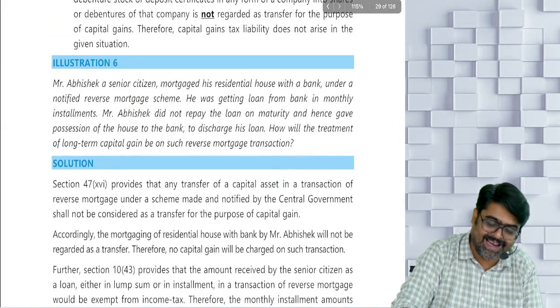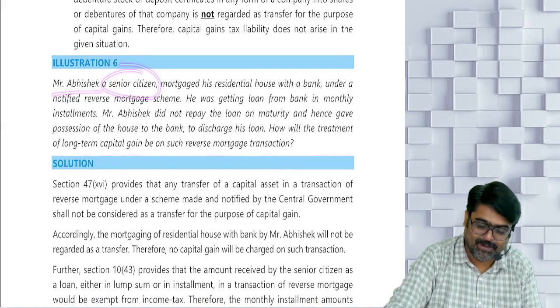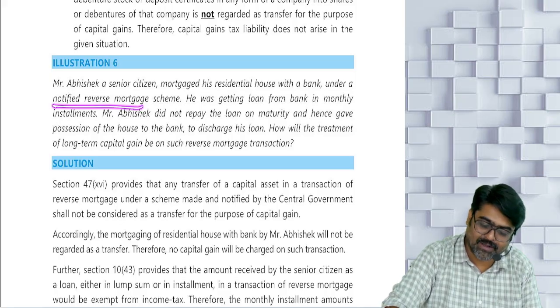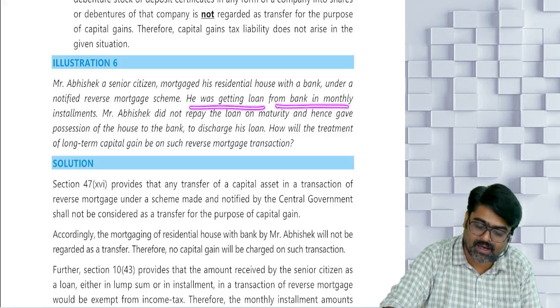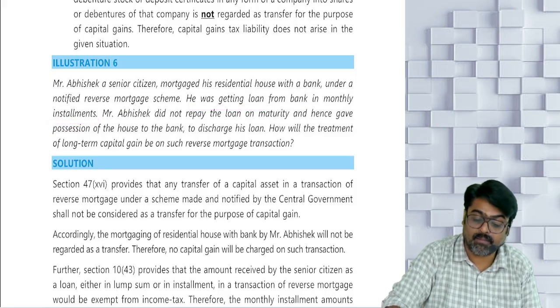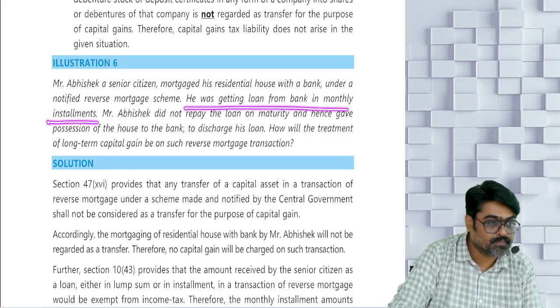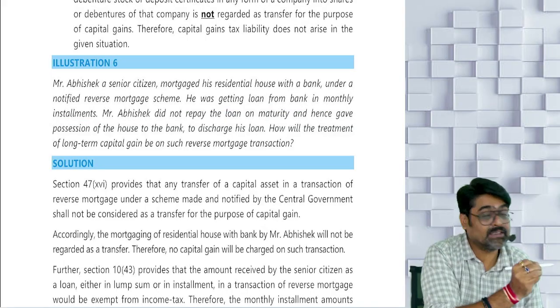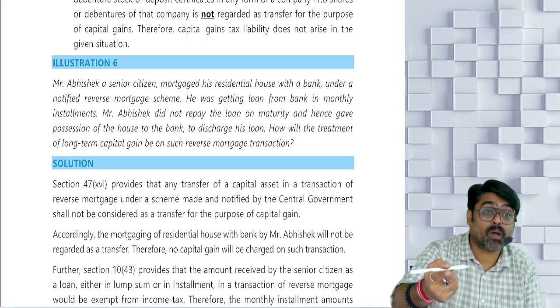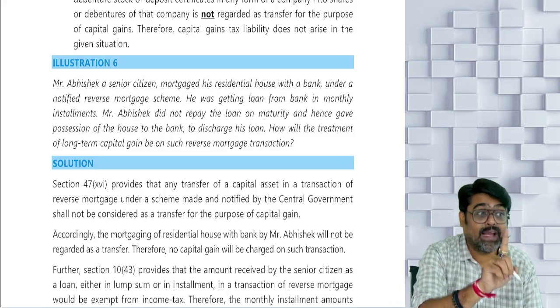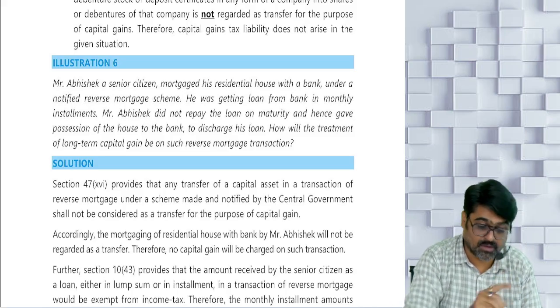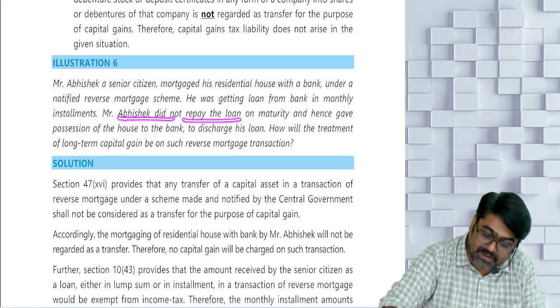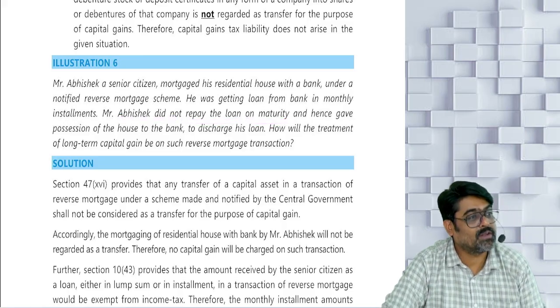Mr. Abhishek, a senior citizen, mortgaged his residential house under a notified reverse mortgage scheme. He was getting a loan from the bank in monthly installments. First of all, tell me, is the loan he gets from the bank fully exempt? The amount of loan which he gets from the bank, either lump sum or monthly installment, on mortgaging his property with the bank will be fully exempt and not taxable for him. Yes or no? Then Mr. Abhishek did not repay the loan on maturity. How much was the maturity?